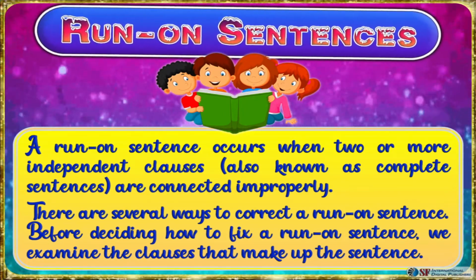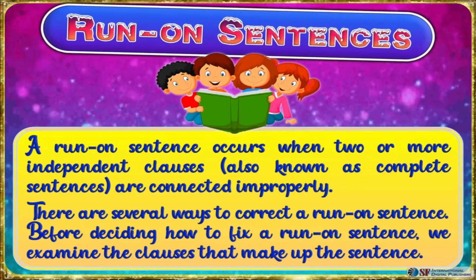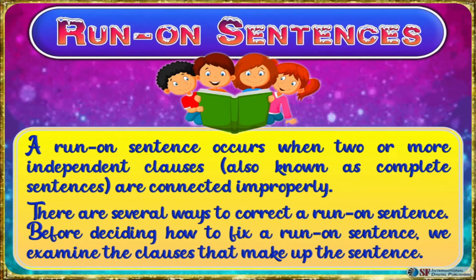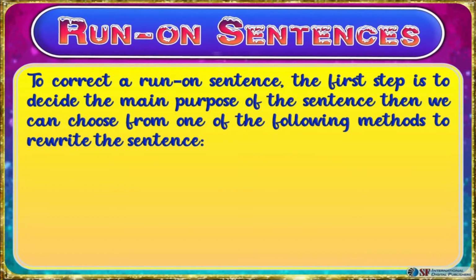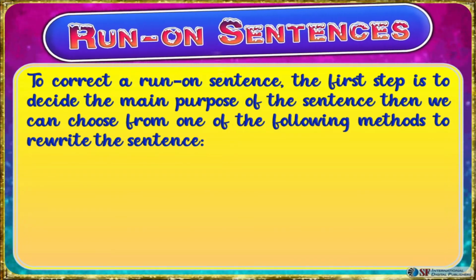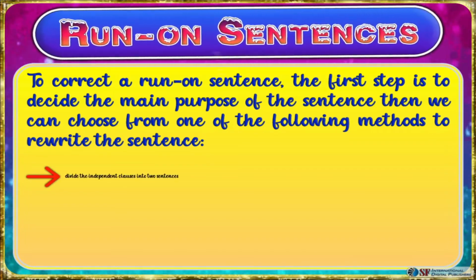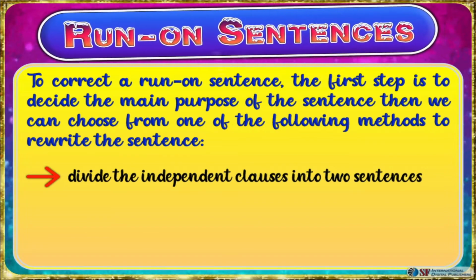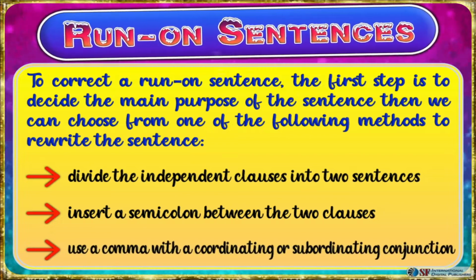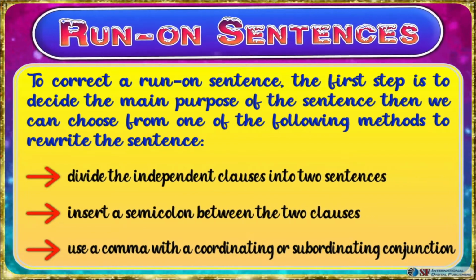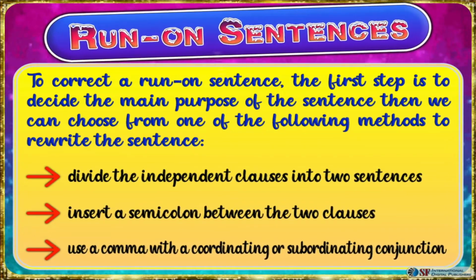Before deciding how to fix a run-on, we examine the clauses that make up the sentence. To correct a run-on sentence, the first step is to decide the main purpose of the sentence. Then we can choose from one of the following methods to rewrite the sentence. Divide the independent clauses into two sentences. Insert a semicolon between the two clauses. Use a comma with either a coordinating or subordinating conjunction. Tap on these methods one by one to check out some real-life examples.